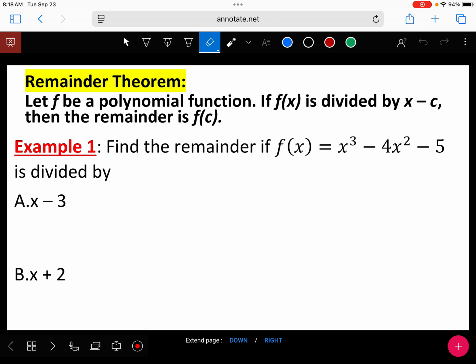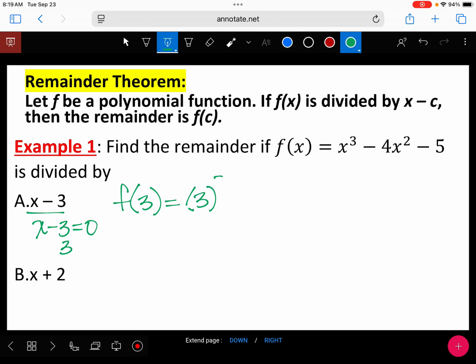What the theorem says, which is not so important, is that if I want to know what my remainder is if I divide by a factor, I just need to substitute what that 0 would be in the function. So if this is the factor and I set that equal to 0, what would I get? 3. So I need to find f of 3. If I substitute 3 into this function, whatever number I get, that is the remainder. That is the numerical remainder that I would get if I were to actually divide it.